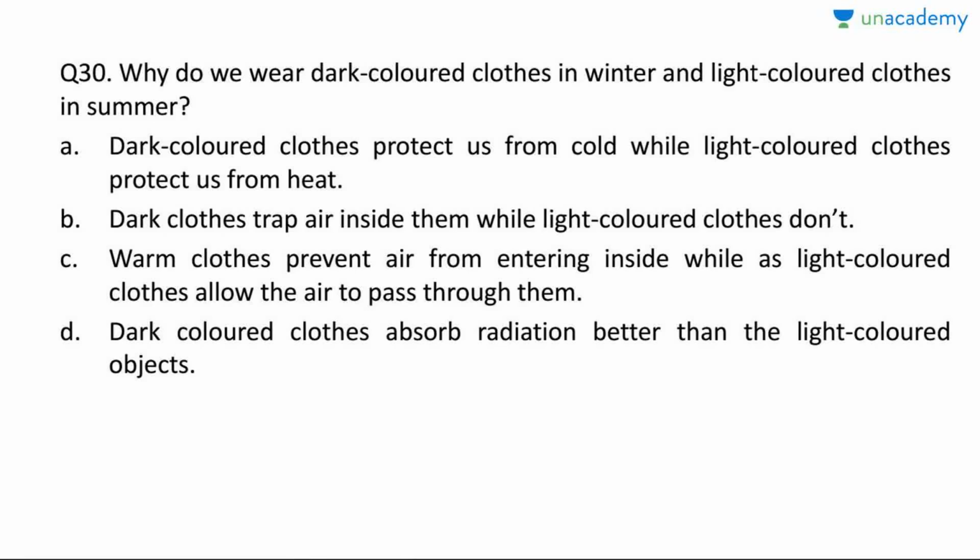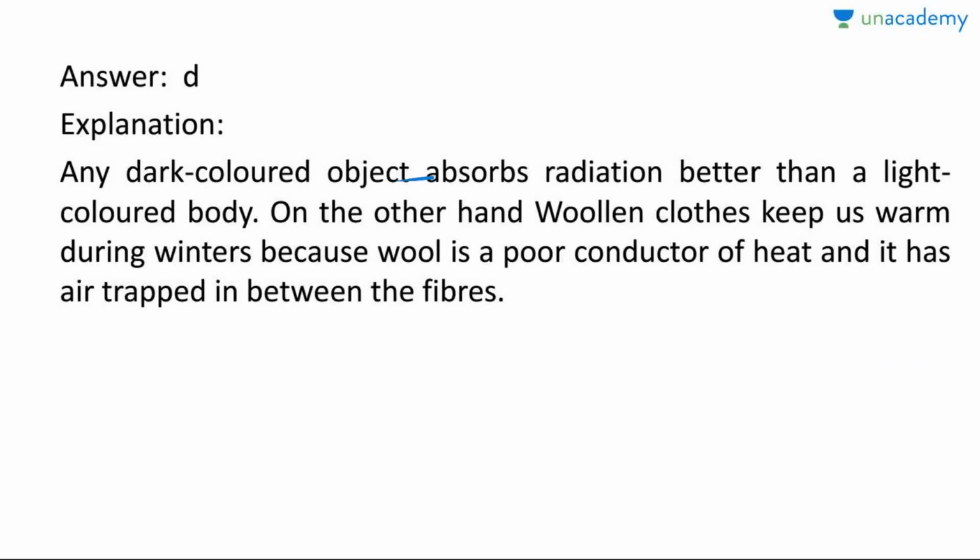Question number 30. Why do we wear dark colored clothes in winter and light colored clothes in summer? Here the answer is dark colored objects will absorb radiation better than the light colored objects. So any dark colored object absorbs radiation better than a light colored body. On the other hand, woolen clothes keep us warm during winters because wool is a poor conductor of heat and it has air trapped in between the fibers. So we'll continue our discussion.